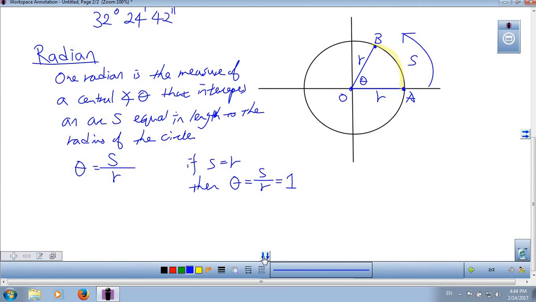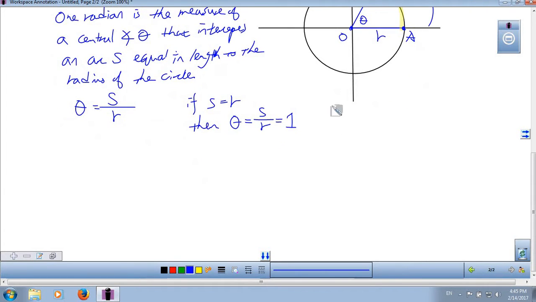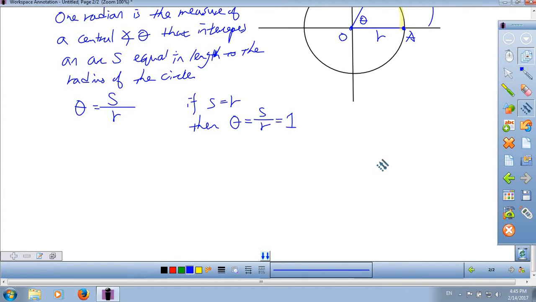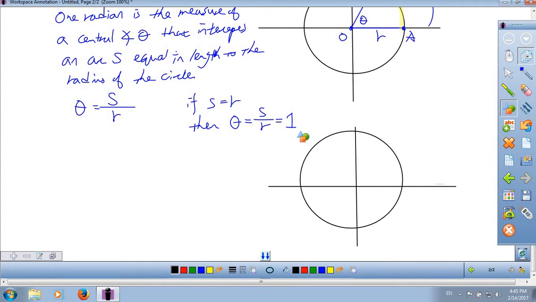All right, let's go ahead and take a look at a little bit more on the radian. How many radians do we have in a circle, in a full revolution? Well, let's take a look at this. Let me draw a circle here very quickly.